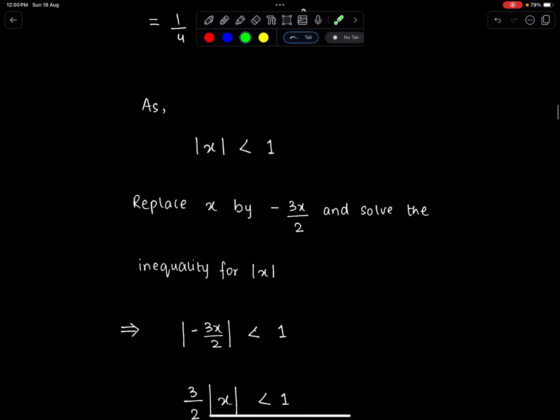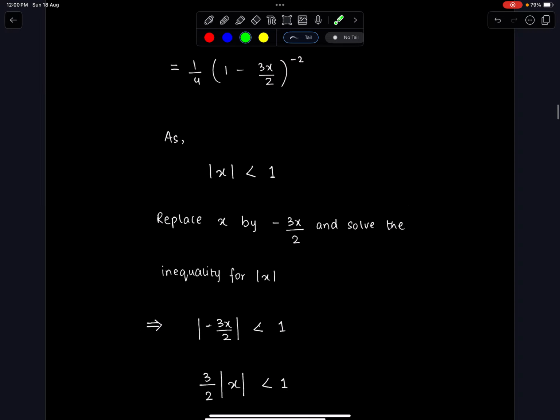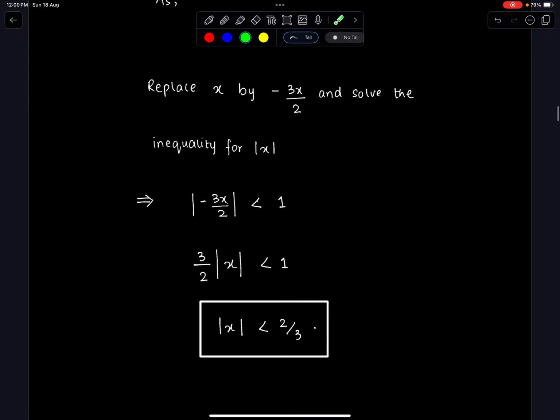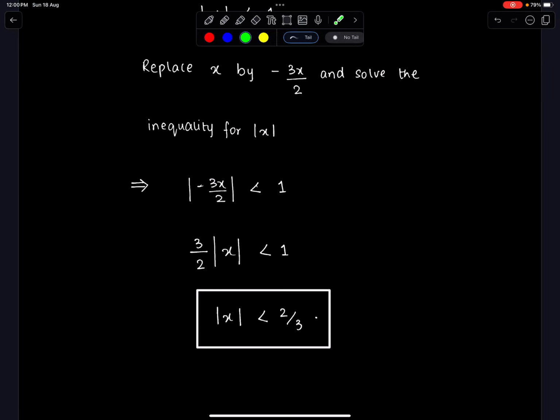So we are replacing this x by this minus 3x upon 2. First get this step and then solve this inequality for modulus x. Now bring minus 3 upon 2 outside the modulus. Modulus converts negative into positive. So this is positive 3 upon 2 times modulus. Now solve this inequality for modulus x.